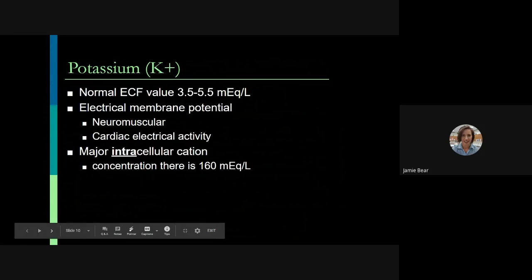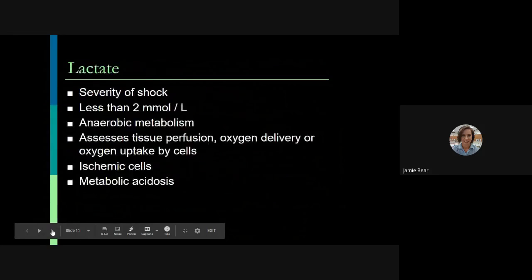The normal potassium level in the extracellular fluid is about 3.5 to 5.5 milliequivalents per liter. It helps to maintain electrical membrane potential for both neuromuscular and cardiac electrical activities. It's the major intracellular cation where the concentration is about 160 milliequivalents per liter. Another very effective clinical lab report that respiratory therapists should pay attention to is the lactate level.